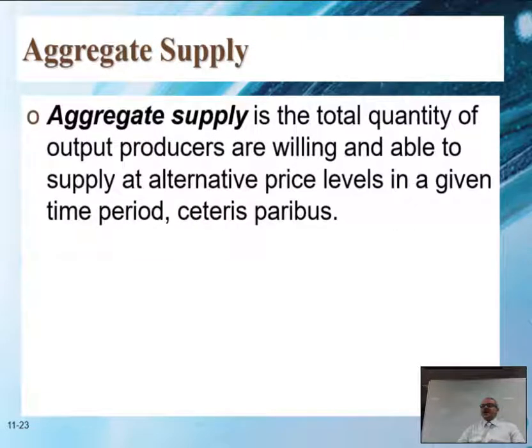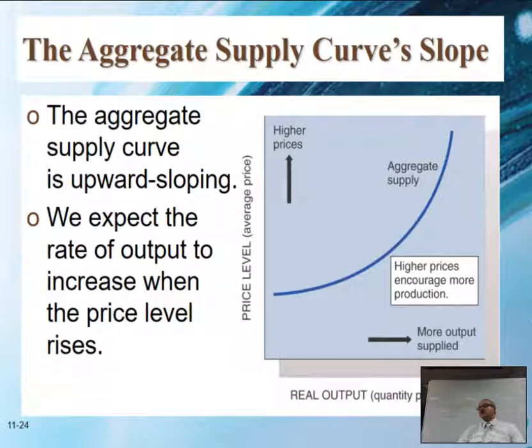Aggregate supply, on the other hand. Aggregate supply is the total quantities of output that producers are willing and able to supply at alternative price levels in a given time period. Does this remind you of anything? The supply curve. Very similar. It's just that it's for the whole economy, for everyone. From the tomatoes to the potatoes to the chicken farmers.